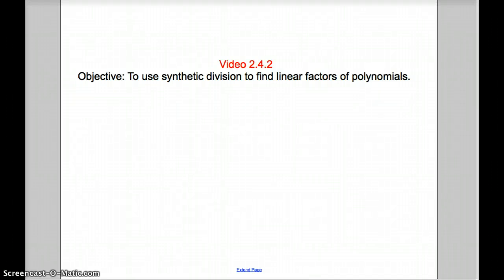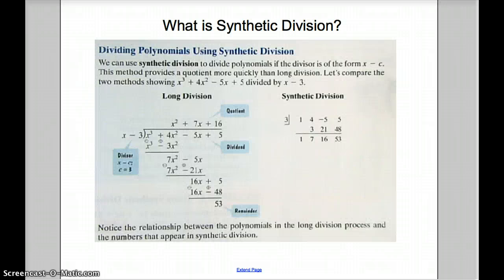This is video 2.4.2, and the objective of this video is to understand how to use synthetic division to find linear factors. We're going to get more into the whole goal of finding linear factors, but right now we just need to know how to divide using synthetic division. So synthetic division is, you can use it instead of long division or instead of factoring and using your generic rectangles to find what it would divide into.